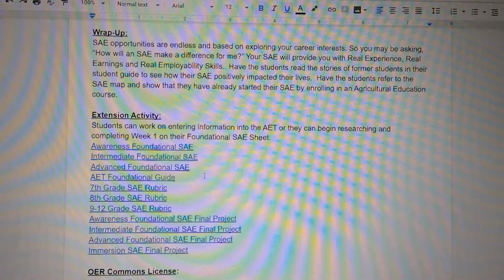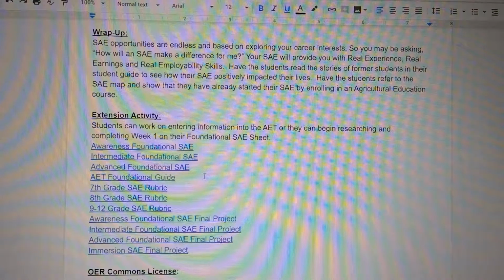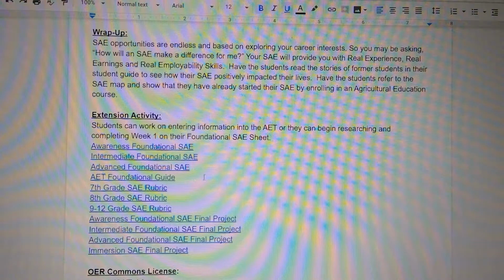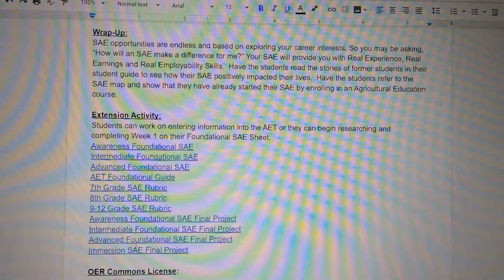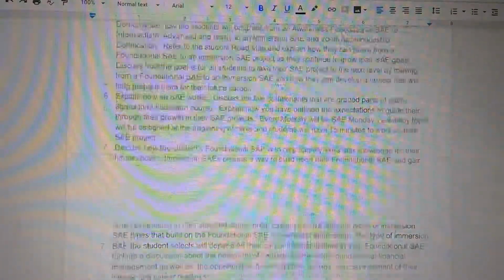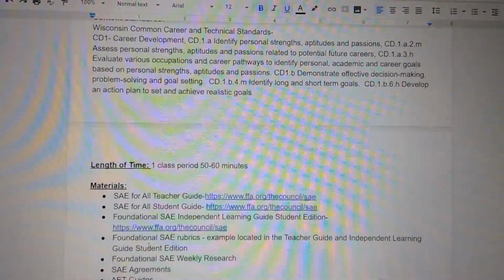The 9th through 12th graders rubric is a 12-week rubric, 12 weeks of lessons, because we are on a trimester this year. So I also have their final projects linked here, and there are 4 different ones that they can choose from to do their final project. So I introduced the SAE for All to my students using this lesson plan.